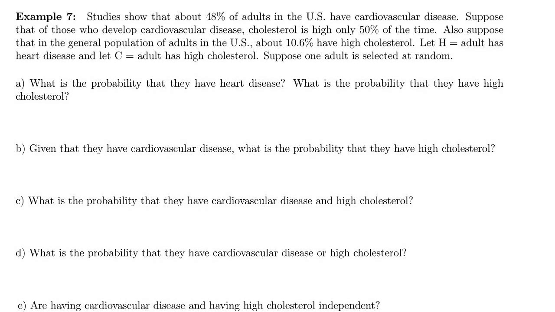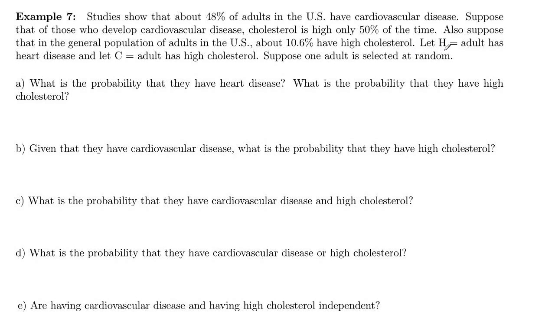In this example, we're going to use more than one of the rules. So let's take a look here. Studies show here that 48% of U.S. adults have cardiovascular disease. Suppose that those who develop cardiovascular disease, cholesterol is high in only 50% of the time. Also assume that in the general population of adults, about 10.6% have high cholesterol. And they give us some events here.